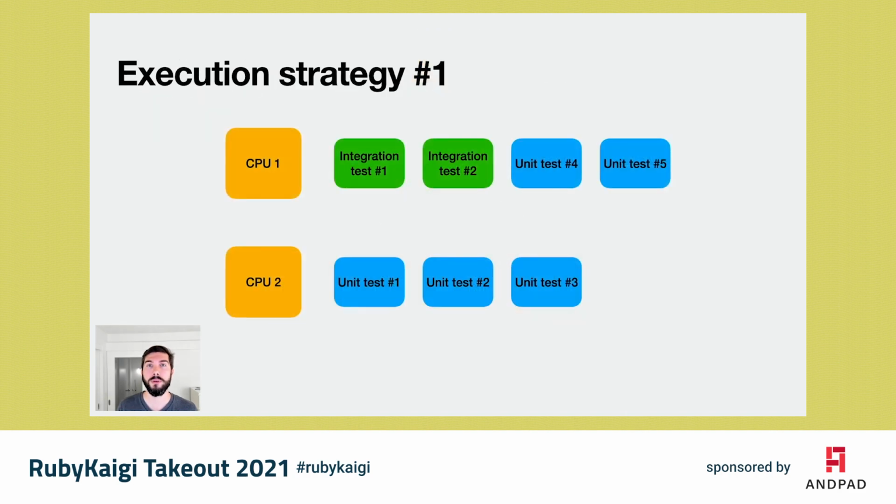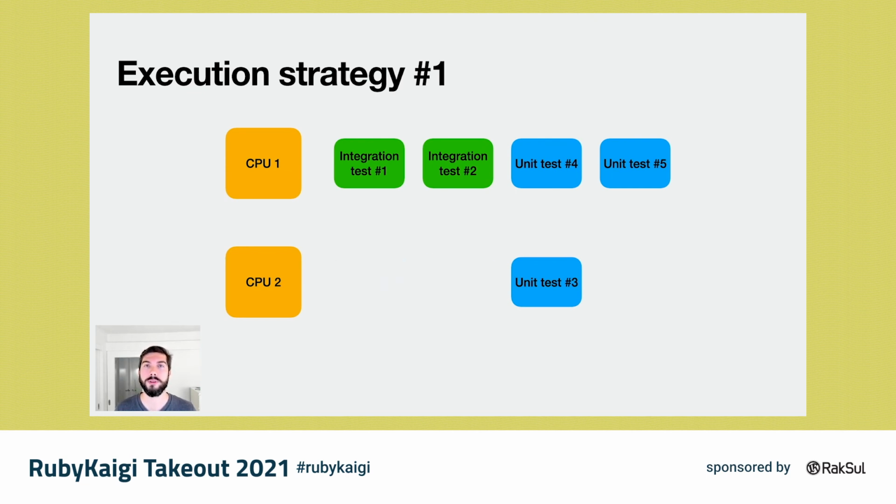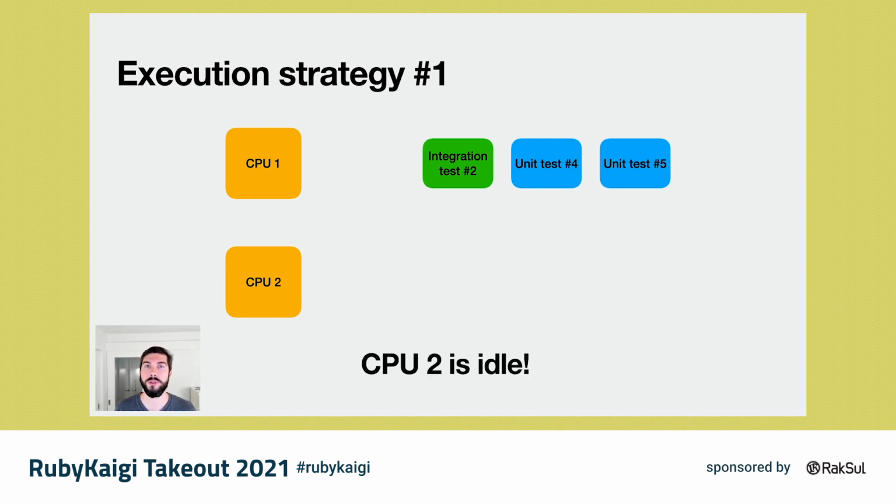So for example, if we end up in a situation like this, CPU 1 got unlucky, it got more tests than CPU 2, and it got 2 integration tests, which are slower than unit tests, then it's very likely that CPU 2 is going to burn through its group significantly faster than CPU 1, and it's just going to be idle waiting for CPU 1 to finish, when it could actually continue doing more work for us.